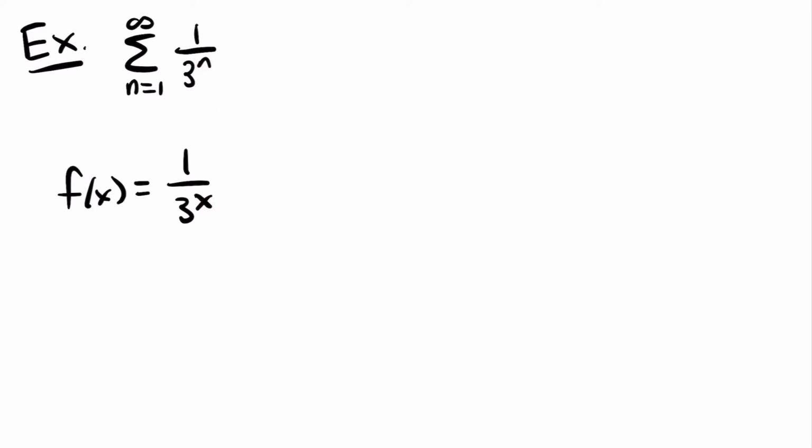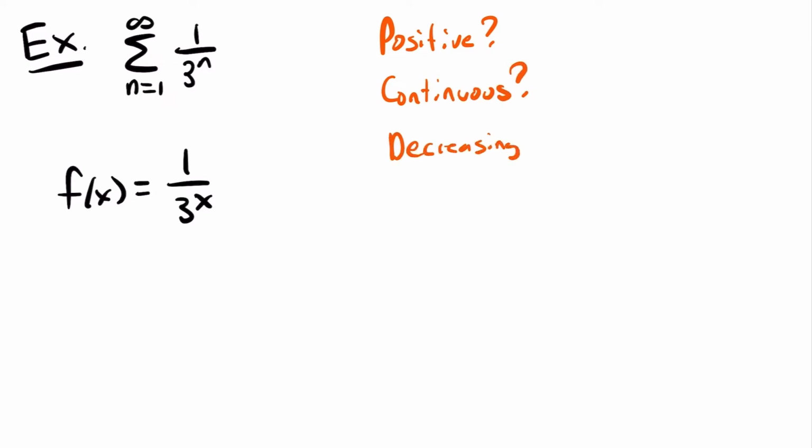And so for this function, we want to answer three questions. We want to know, is it positive? Is it continuous? And is it decreasing? And of course, we are looking at the interval from 1 to positive infinity. If this function meets these three requirements, then we can use the integral test and set up an improper integral for our function.